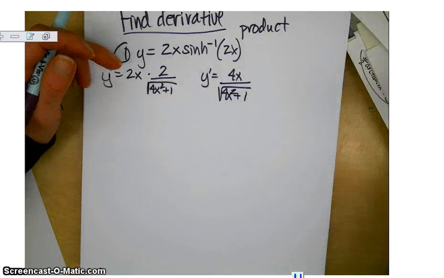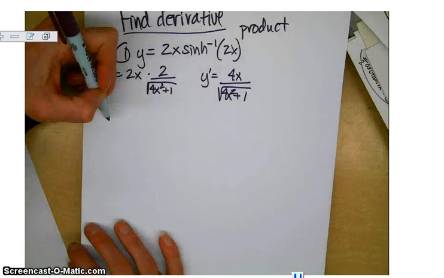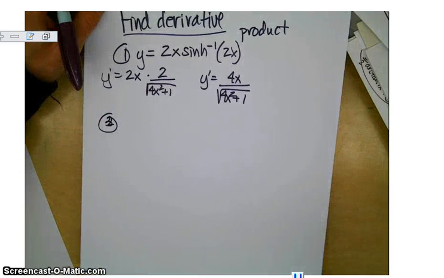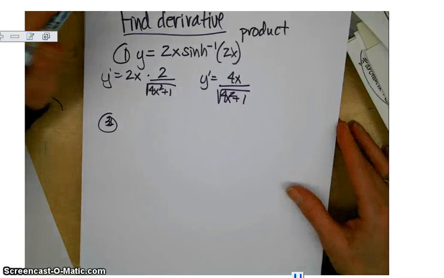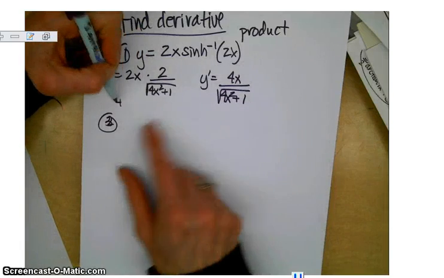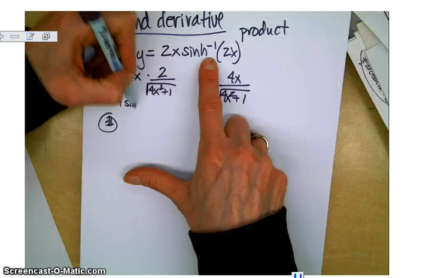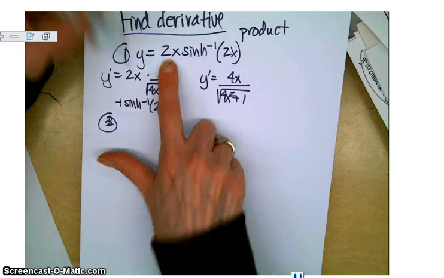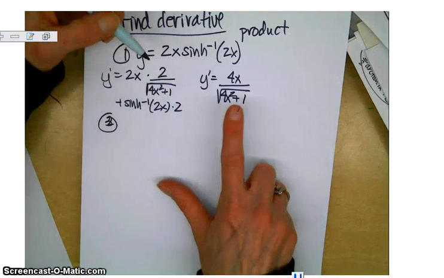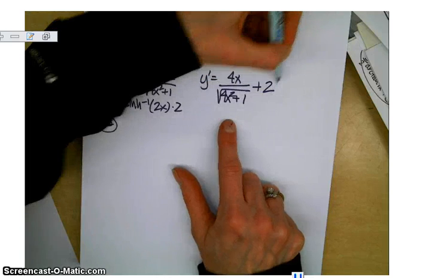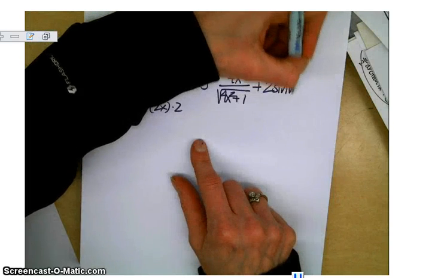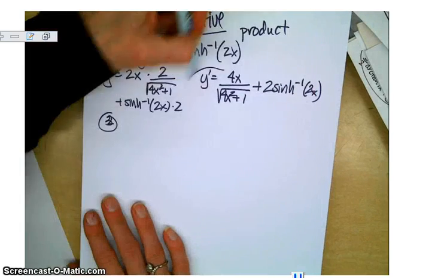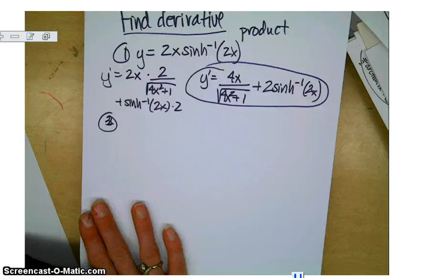All right, so let's take a look at another one. Oh, the second half of the product rule. Well, goodness gracious, what am I thinking? So plus the second times the derivative of the first, which is 2. So then I would just take this plus 2 times the inverse hyperbolic sine of 2x. And I'm done. Now I'm done. Yay. Yes, for real, I'm done.